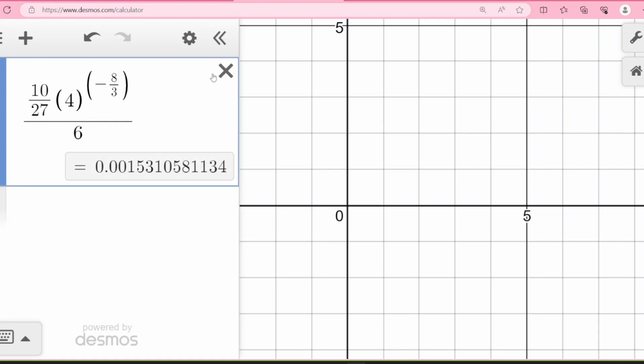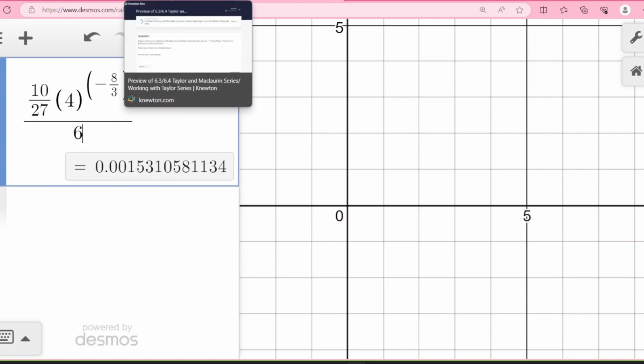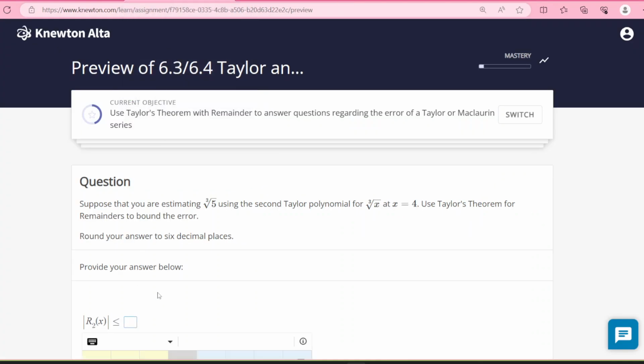And times 1. All right, so the error when we use the second Taylor polynomial to estimate the cube root of 5, it's going to be off of the actual value of the cube root of 5 by no more than this. So the first 2 decimal places will be correct for sure. We're guaranteed that. Yeah, so 0.001531 will be a bound on the error.